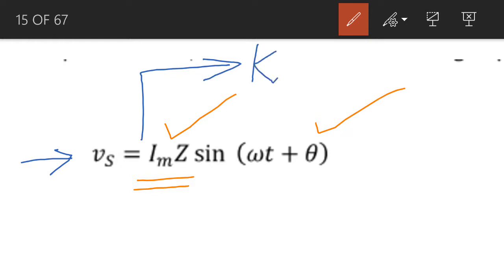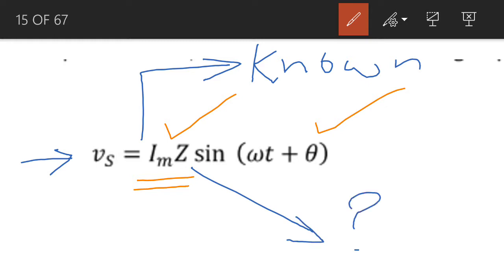So the maximum value of the AC current is known, but the impedance of this series circuit is unknown so far. We don't know what will be the total resistance of our series circuit, what will be the impedance of our series circuit. We need to find out the total resistance and the total impedance of our series circuit.